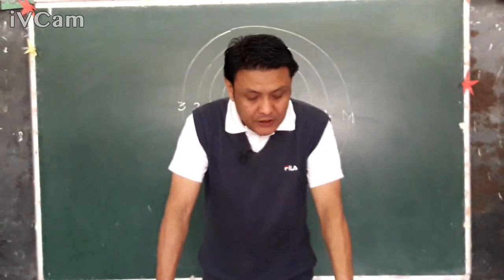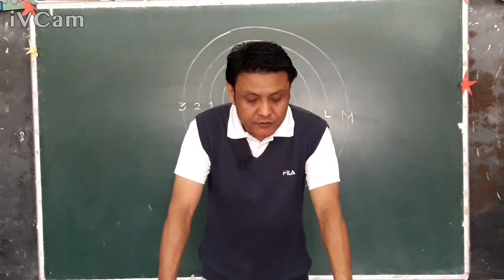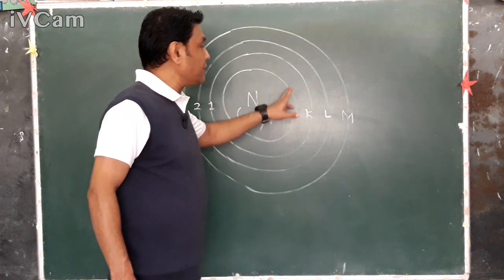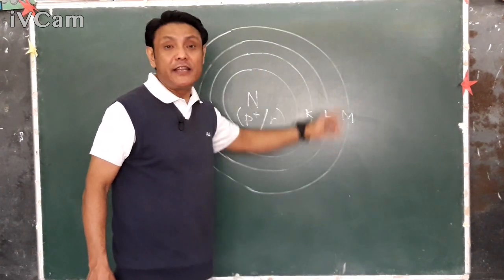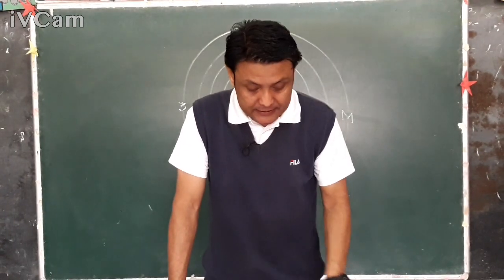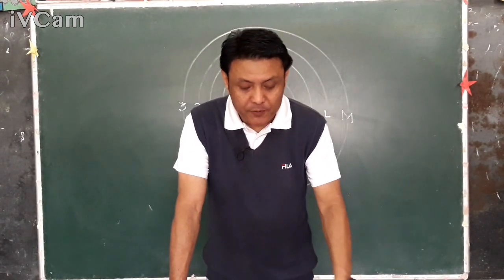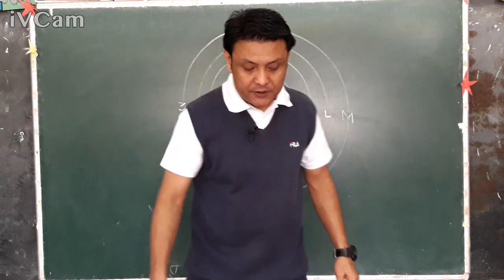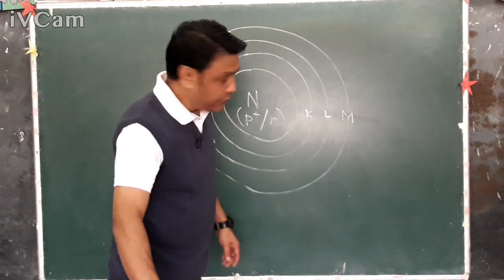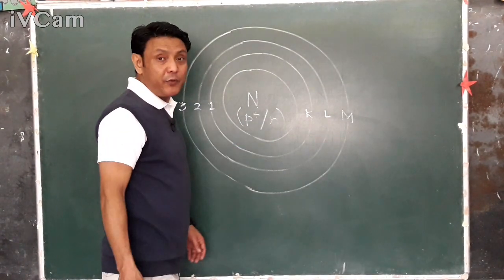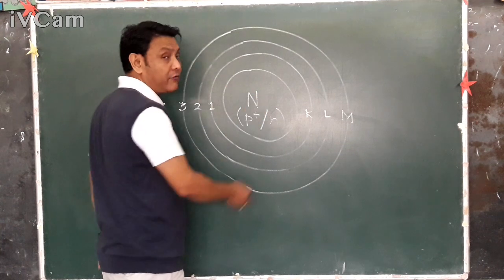Almost the entire mass of an atom is concentrated in the nucleus, since electrons, which revolve around the nucleus in the different shells, have negligible mass. They are very, very light. The positive charge of the nucleus is due to the protons present in the nucleus. Now, the charge of an electron, we know that it is negatively charged, and it revolves around the nucleus.